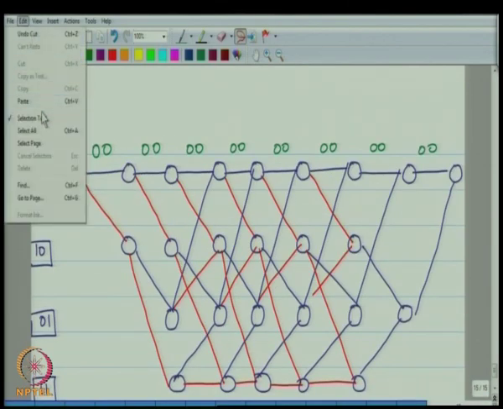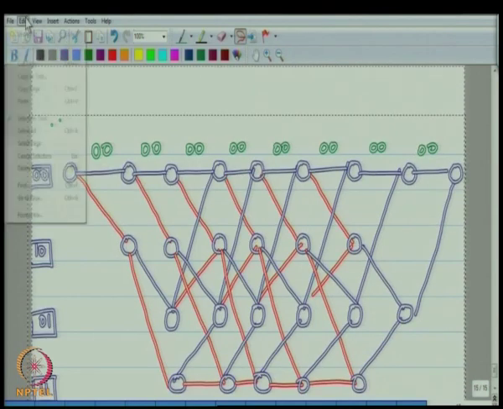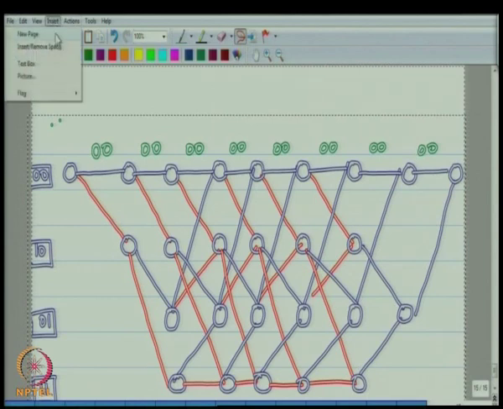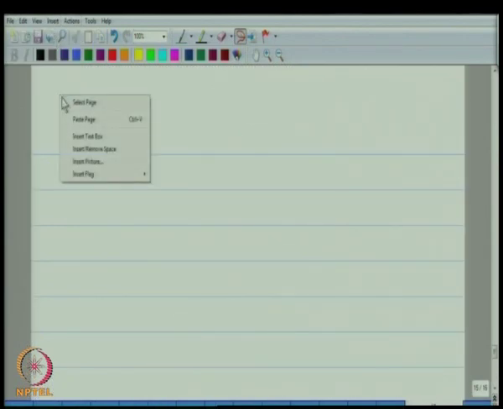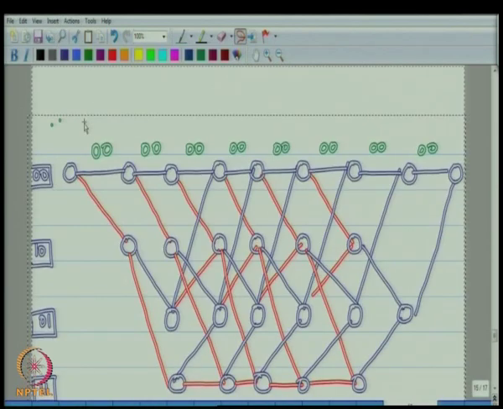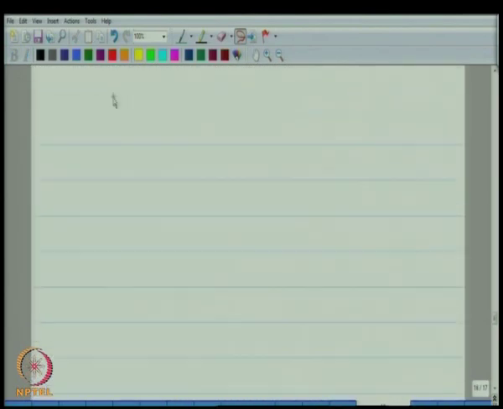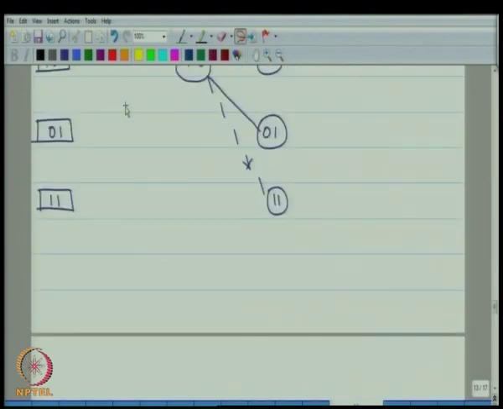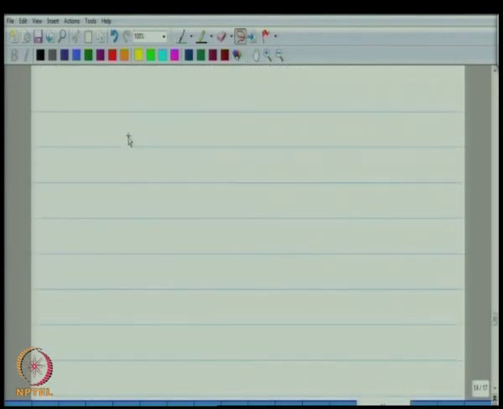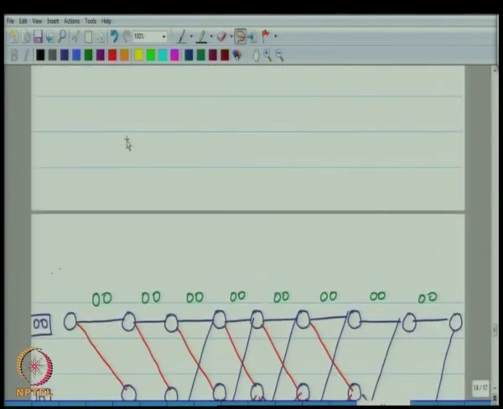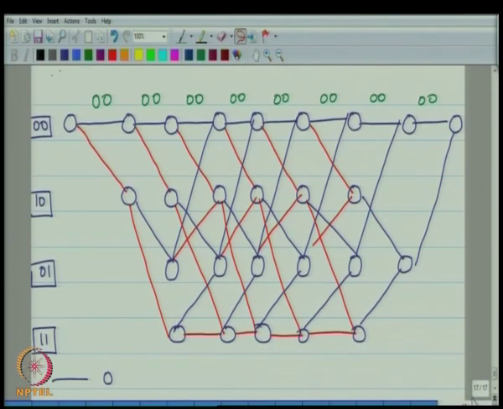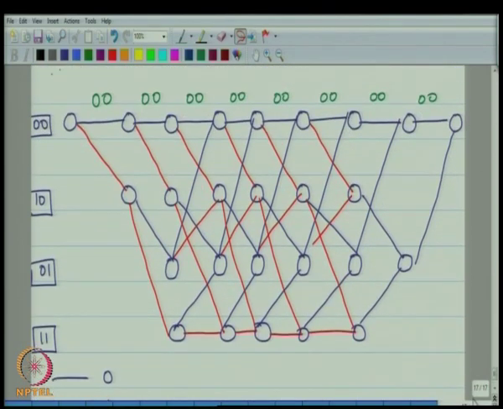Okay, let's try that again. I'm going to select page, copy page, insert new page, paste page. Okay, good. So I have the trellis the way I want it for next time, and for now I'll feel free to write on this version. So let's complete this now.